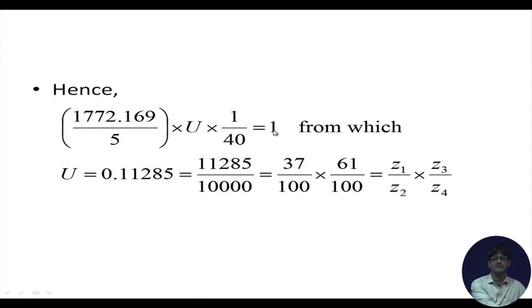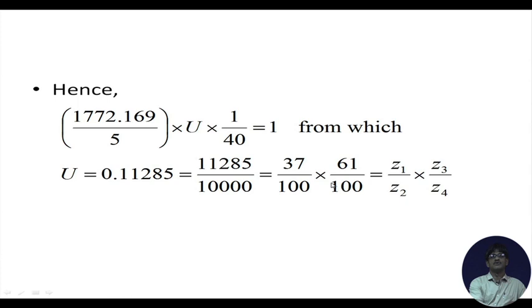So, this must be equal to 1. I hope you fully agree with this, and therefore, from here we can get U to be 0.11285, and I have divided it into two fractions, where I am getting the numbers of teeth of those gears which can form this particular gear ratio. So, leading from the lead screw to the index plate, I can have Z1 by Z2 into Z3 by Z4 to be equal to this one.